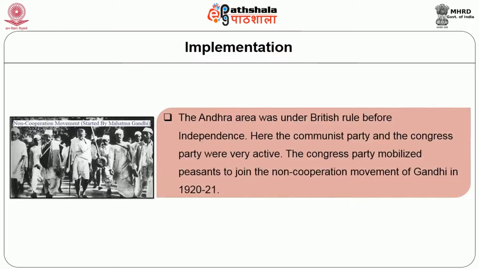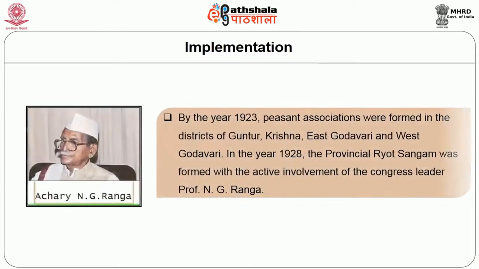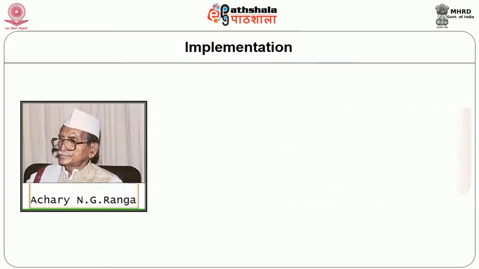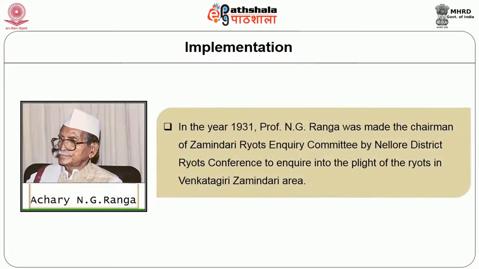The Andhra area was under British rule before independence, and here the Communist Party and the Congress Party were very active. The Congress Party mobilized peasants to join the non-cooperation movement of Gandhi in 1920 and 21. By the year 1923, peasant associations were formed in the districts of Guntur, Krishna, East Godavari and West Godavari. In the year 1928, the provincial Rayat Sangam was formed with the active involvement of the Congress leader, Professor N.G. Ranga.